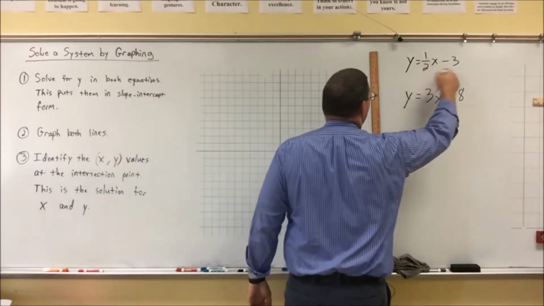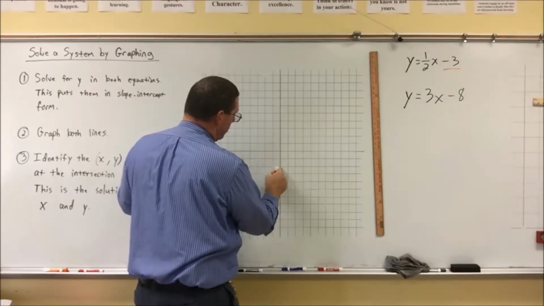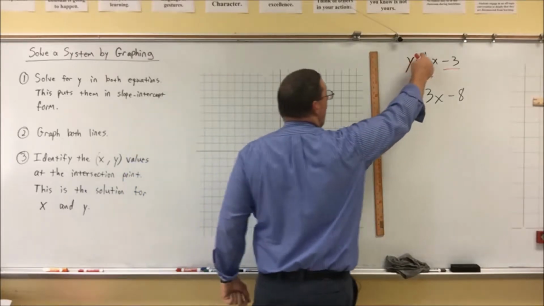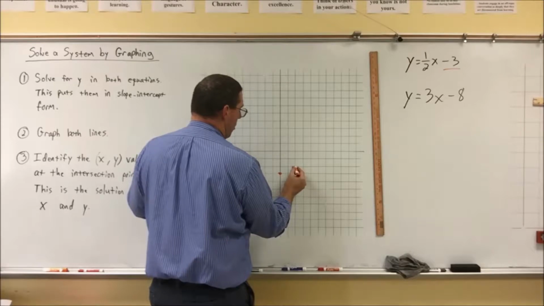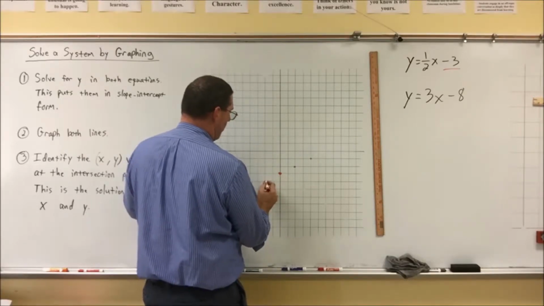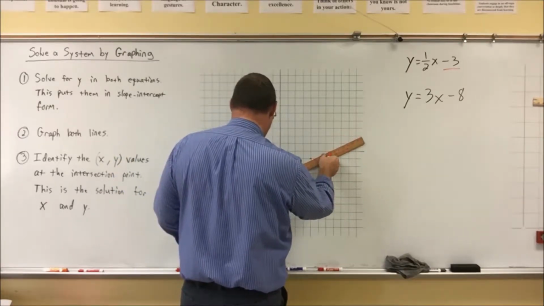So the first one is 1/2 x minus 3. So from the origin we'll go down to -3. There's our y-intercept. And then the slope is positive 1/2. That means up 1 over 2. Up 1 over 2. Maybe we go down 1, back 2. There we go. Puts them right in a straight line. Line them up.